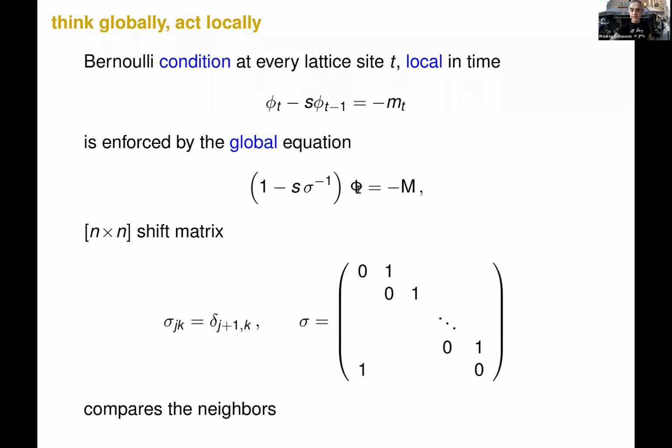And you can write this as a matrix equation that acts on the whole state in one go, following the marching orders. And this little sigma is a shift matrix. It just says I'm supposed to compare values at different sites. And this is the law. And I have to do it. The law says compare the neighbors, and they have to add up to this integer value.